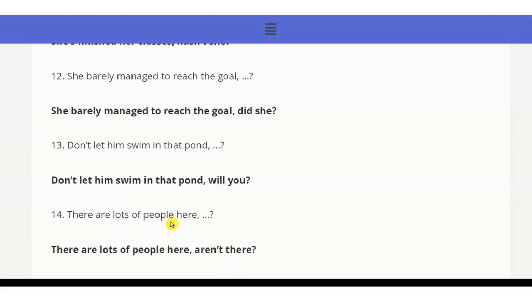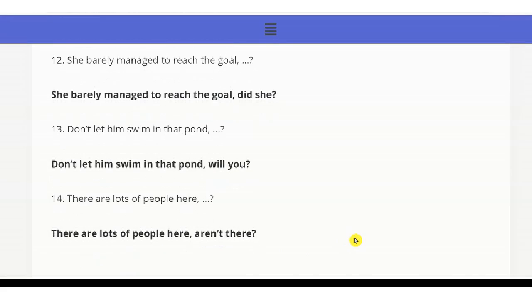Number 14. There are lots of people here. There are lots of people here is a positive statement, so the negative question tag is: aren't there.